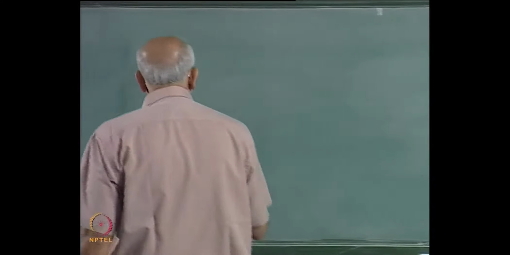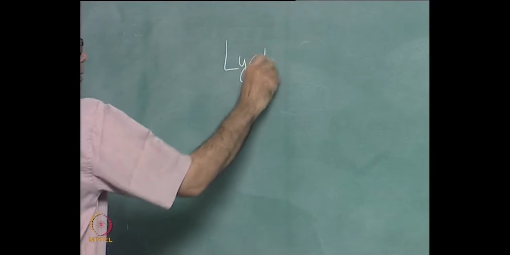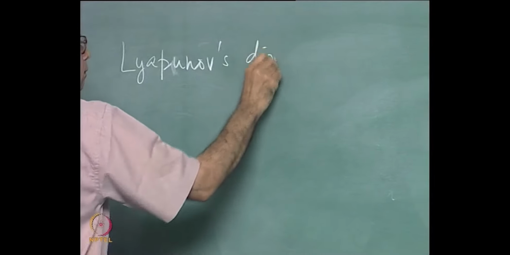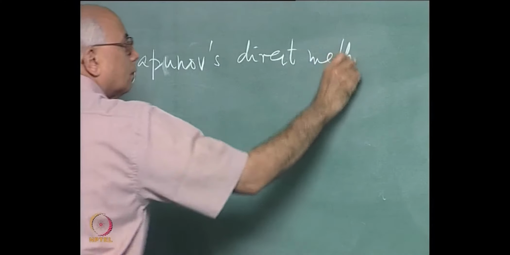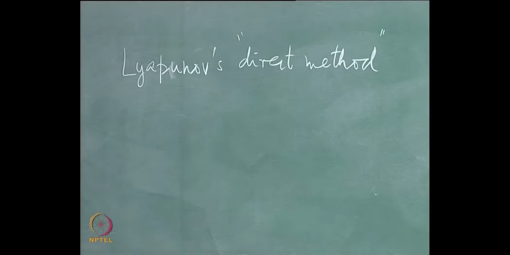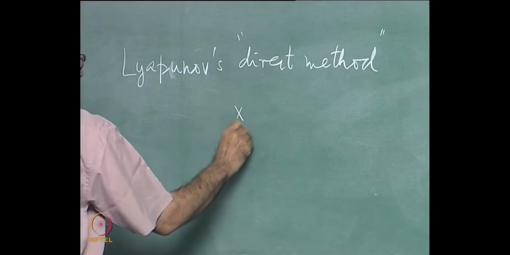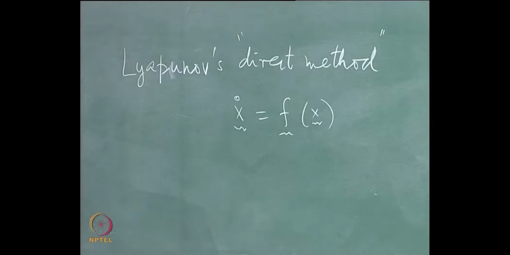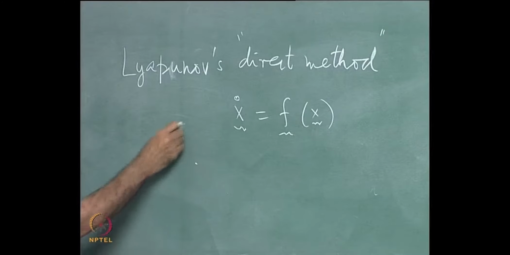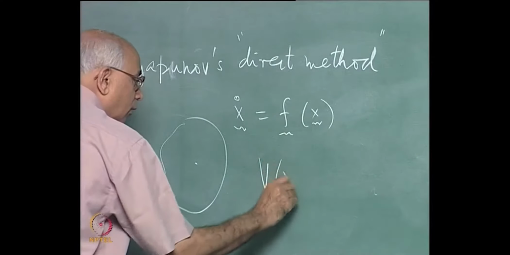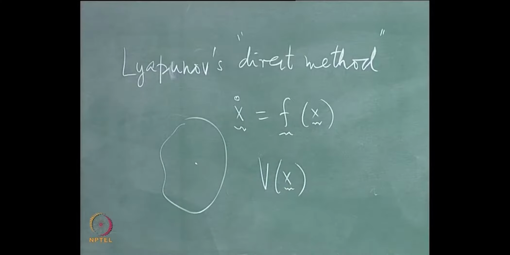What would you do then? Well, the Lyapunov stability analysis, it is also called Lyapunov's direct method, corresponds to saying that if you give me a flow x dot equal to f of x, and I would like to examine the nature of the flow in the neighborhood of some given point, then I discover a function v of x with certain properties.